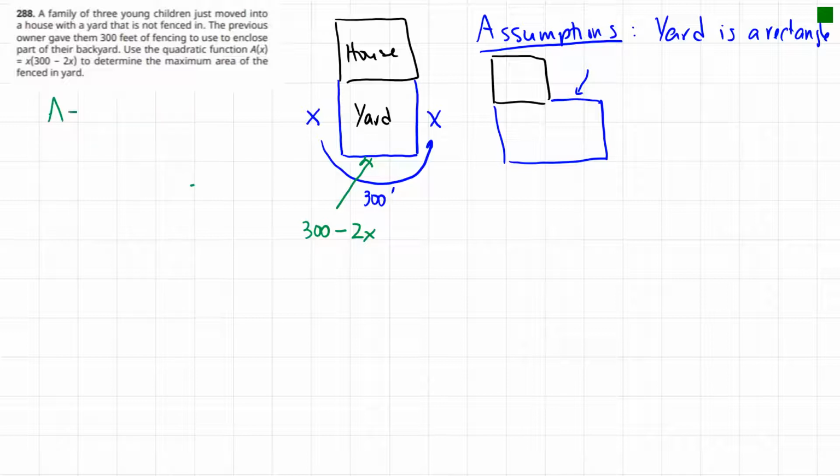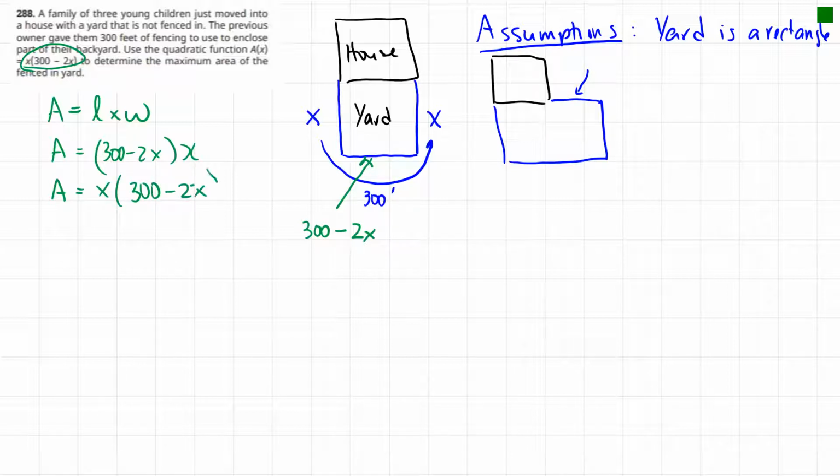So area equals length times width, and the area is the length, which is 300 minus 2x, and the width, which is x. Now in this formula, notice they've written it the other way around, but remember multiplication, that should be 300 there, 300 minus 2x, same thing. So now let's answer the question. The question is to find the maximum area.